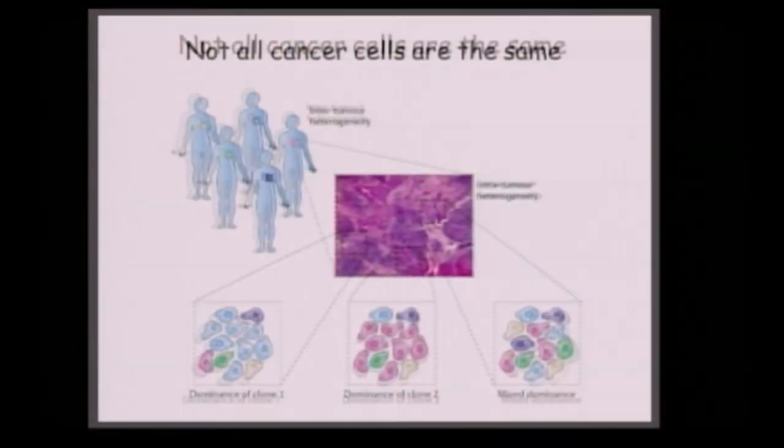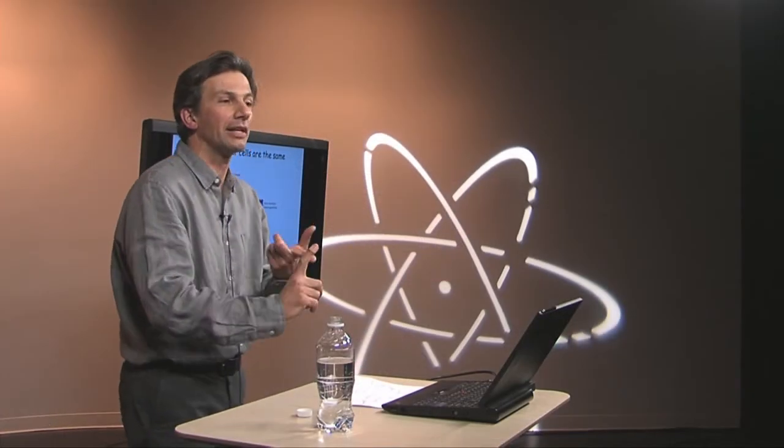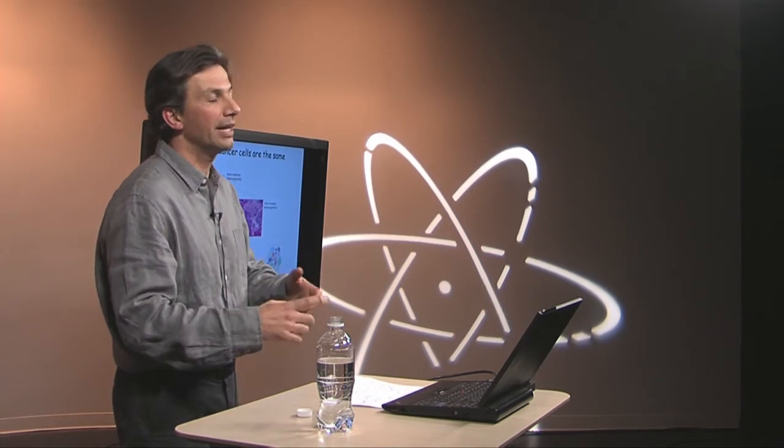And so this idea then describes why sometimes you go in, you treat the patient with chemotherapy or radiation therapy, and it seems like the cancer has gone away. But then you get remission.